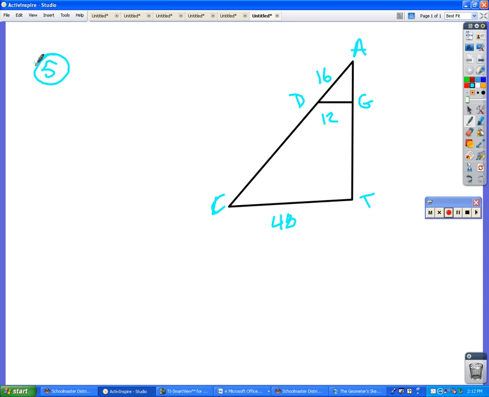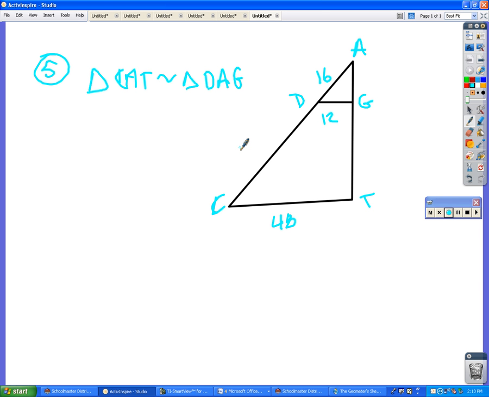Okay, so number 5 says, explain why triangle CAT is similar to triangle BAG. Okay? What?